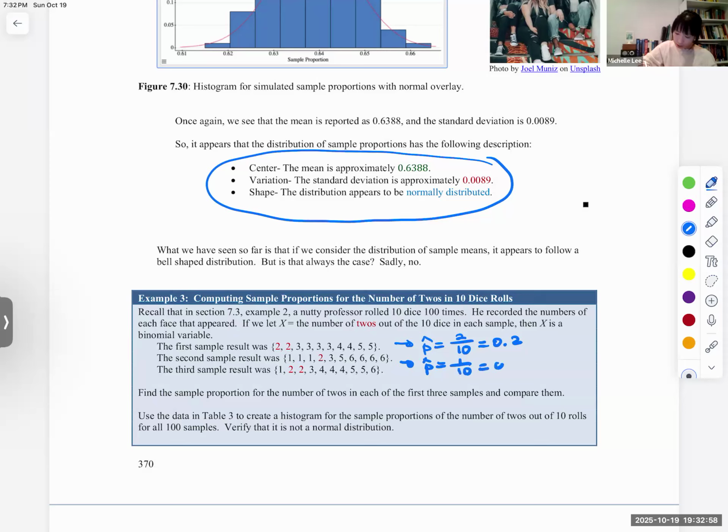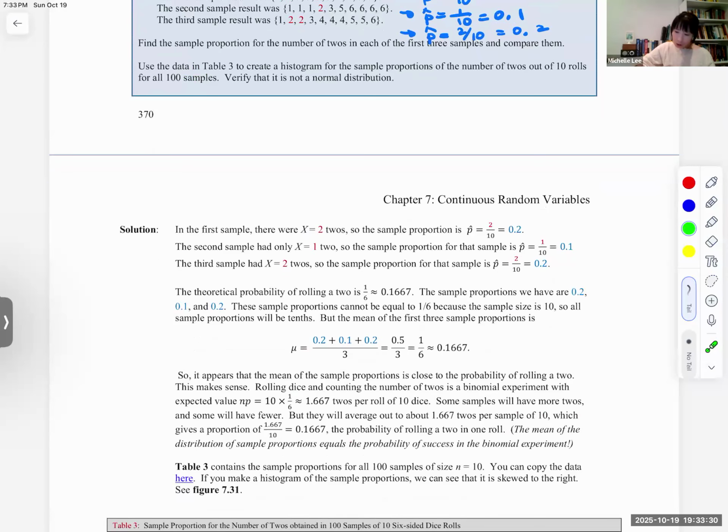How about this one? p hat equals, we have again 2 out of 10, which is 0.2, right? Okay, now we're going to take a look at the histogram and verify it's not a normal distribution. So the first one we found 0.2, second one we found 0.1, third one we found 0.2.